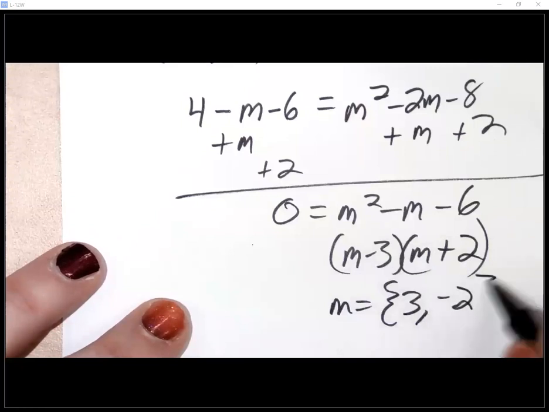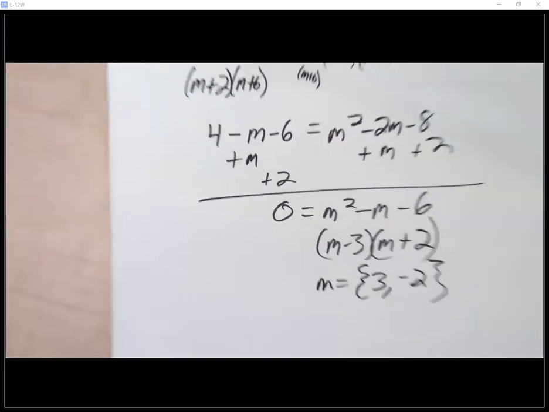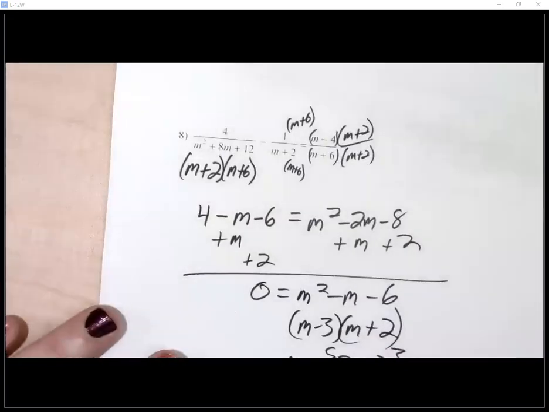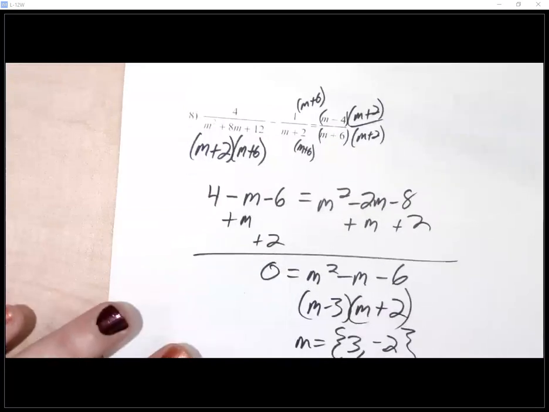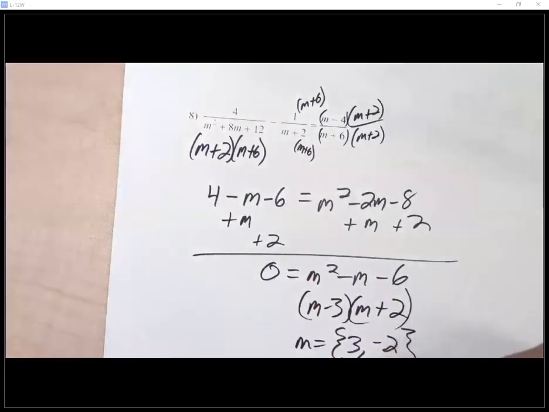However, can you leave both of those answers? This time you cannot. Why? Because if I look at my original, look at what my answers are, 3 and minus 2. Wouldn't a minus 2 give me a 0 in the denominator right there? That's a problem. So that means minus 2, I'm sorry, I can't accept you as an answer. You're going to make the universe explode, but 3 is fine. So the only answer to this is 3.